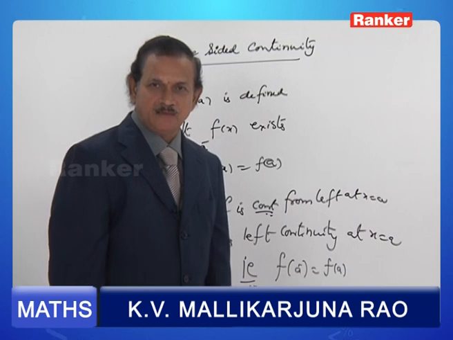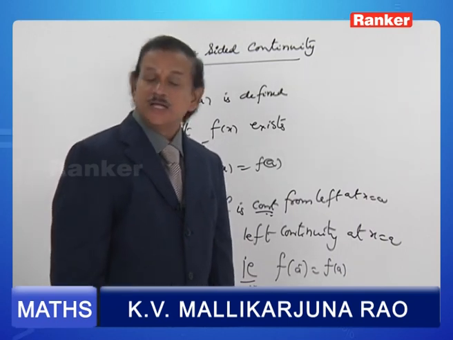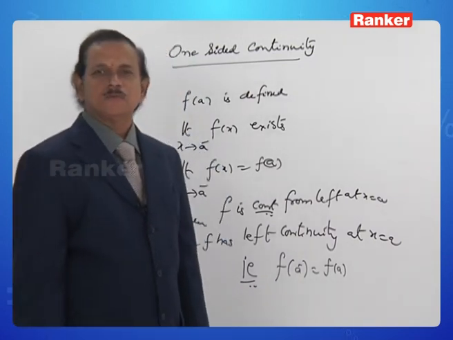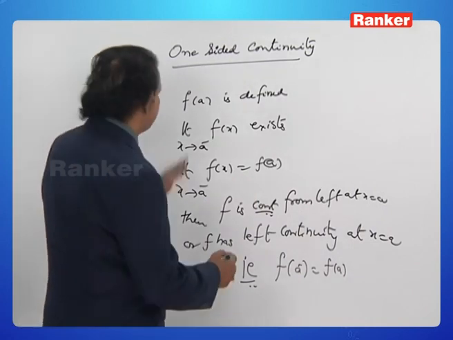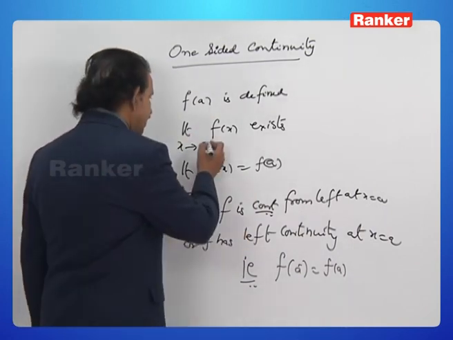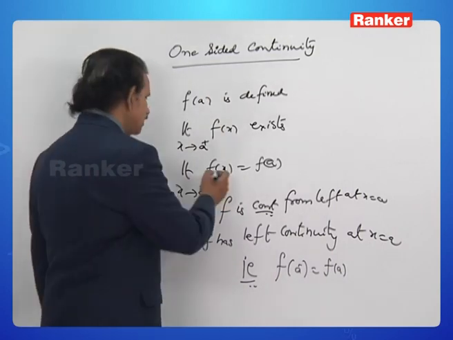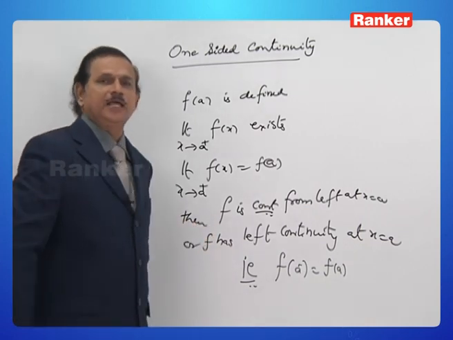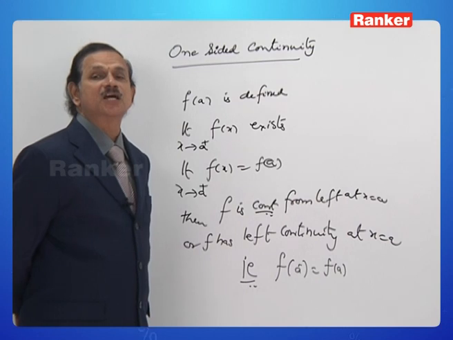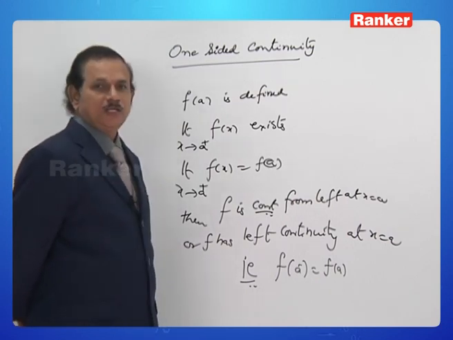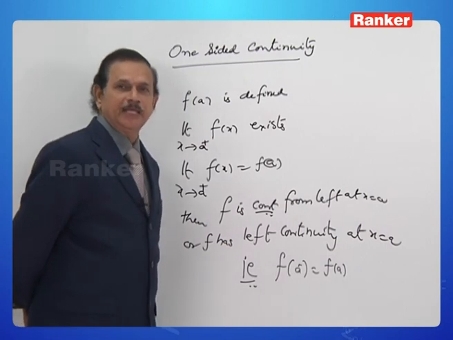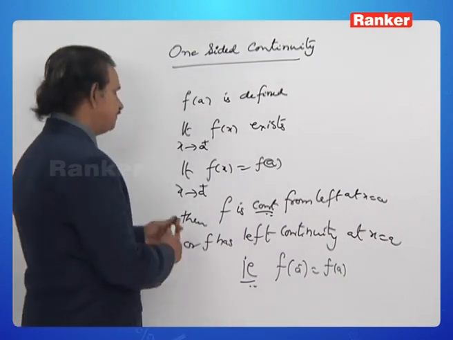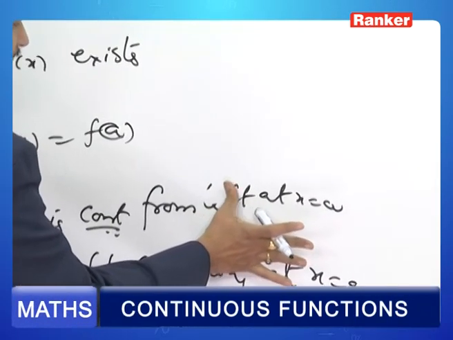Can we explain the same at the right hand side? That is, can we give the meaning for right continuity at x equal to a? Why not? We can. How? Observe this. First condition, no change. Second condition, like this. Third condition, that's all. If you speak of left hand limit only, then it is corresponding to left continuity. If you speak of right hand limit only, it is corresponding to the right continuity. So that f is continuous from right, we say.